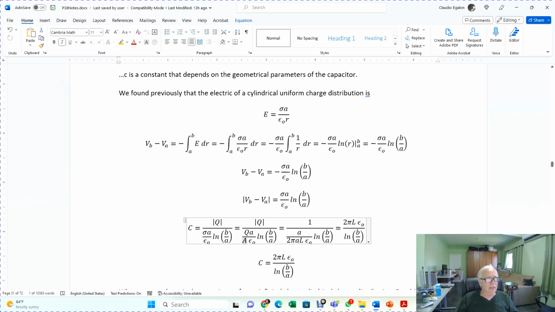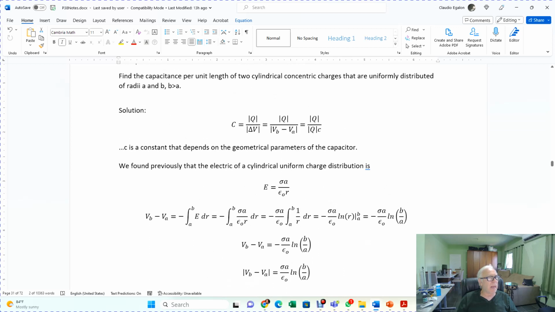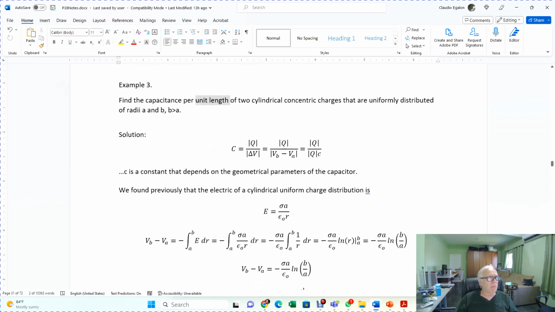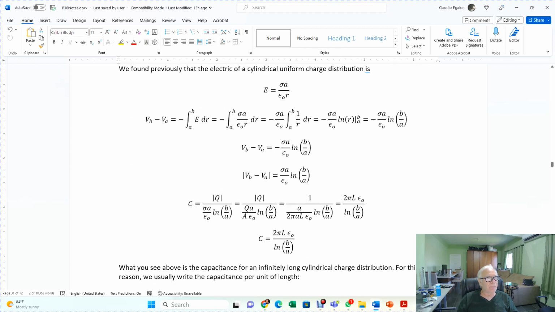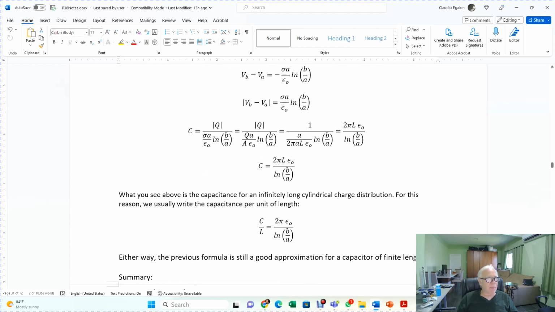So what they're asking is not the capacitance, but the capacitance per unit of length. In order to get the capacitance per unit of length, you just pass the L to the other side and you get this expression for the capacitance per unit of length. Okay?